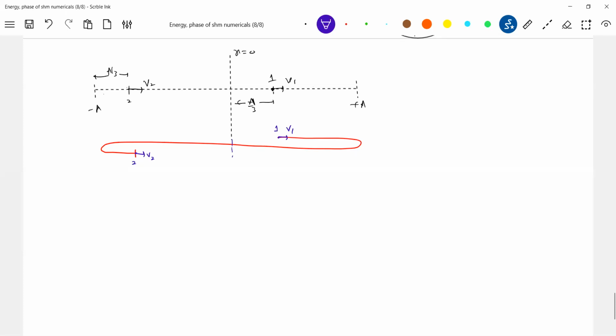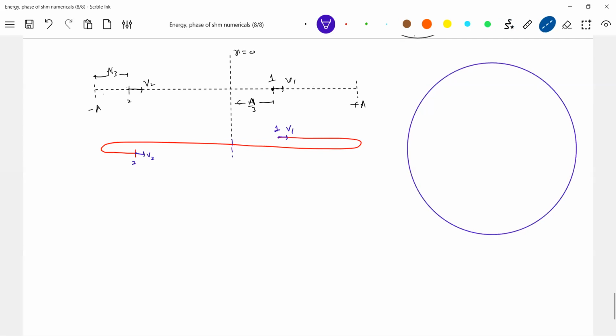So shall we use trigonometry? The answer is no. It's the same basic circle. Where will A by 3 come? It will be here. Actually the particle is moving, and its projection is what we are taking. So there's a graphical method. Where is point 2? Point 2 will be somewhere here.